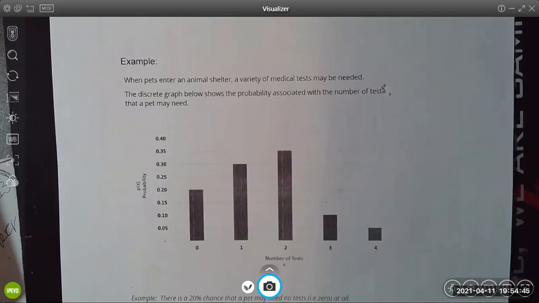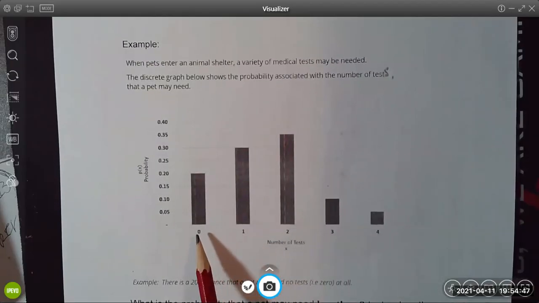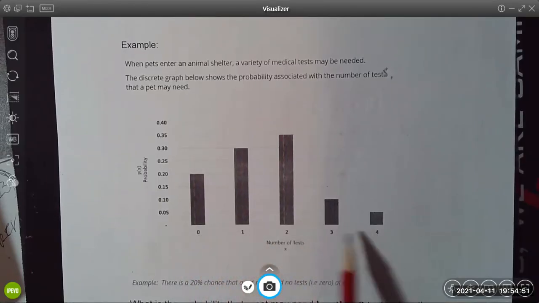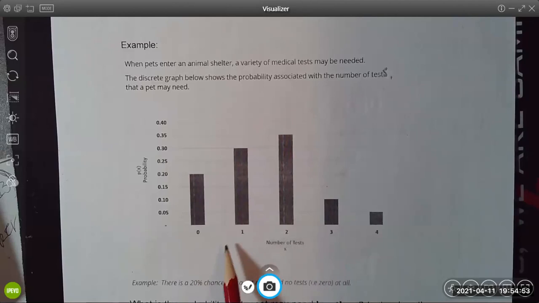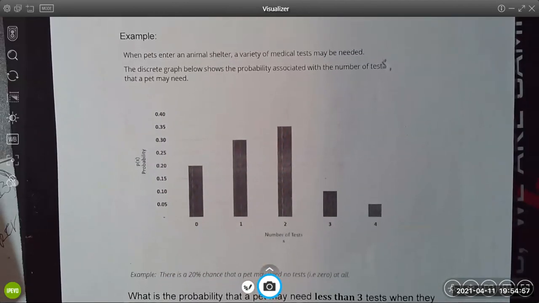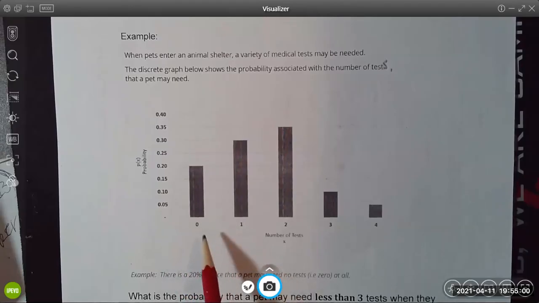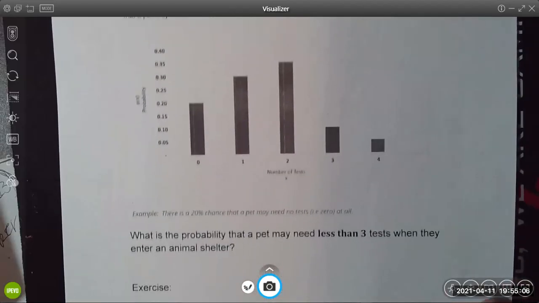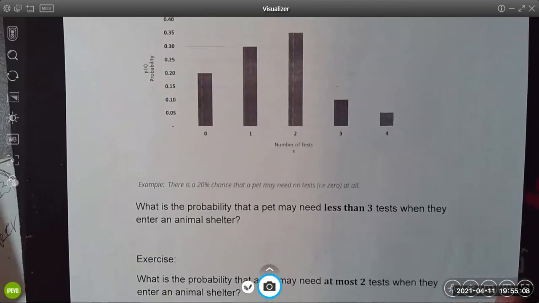So in other words, in a histogram or frequency bar graph, the horizontal axis represents the value of the random variable, and the vertical one represents the probability, right? So this is the number of tests, either 0, 1, 2, 3, 4. That means it could take any of these values, but not outside this range. Now let's look at the question.